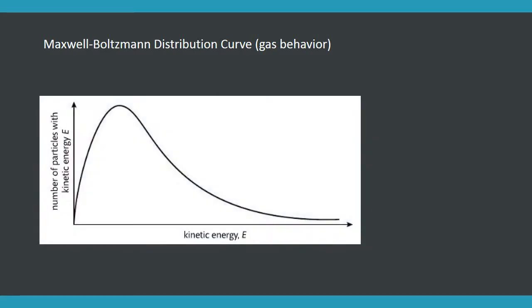And here's what a Maxwell-Boltzmann distribution curve looks like. You absolutely need to be able to draw this curve. Now, it doesn't have to be absolutely perfect like this. Mine are nowhere near this well done. But you need to be able to at least draw it to represent what's going on in a reaction.